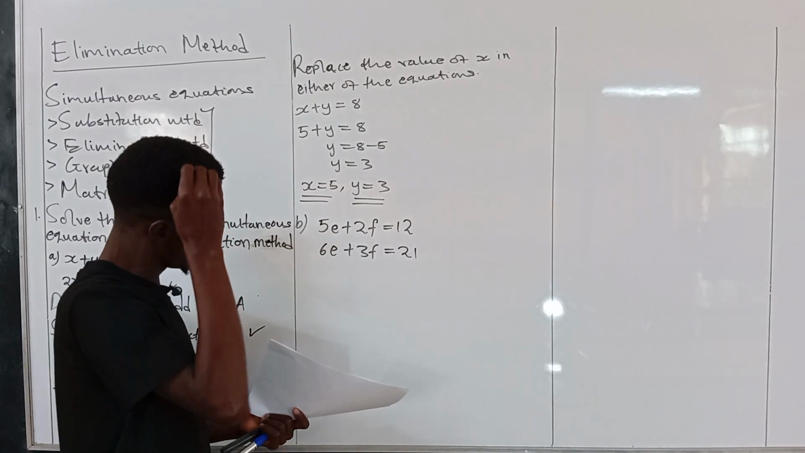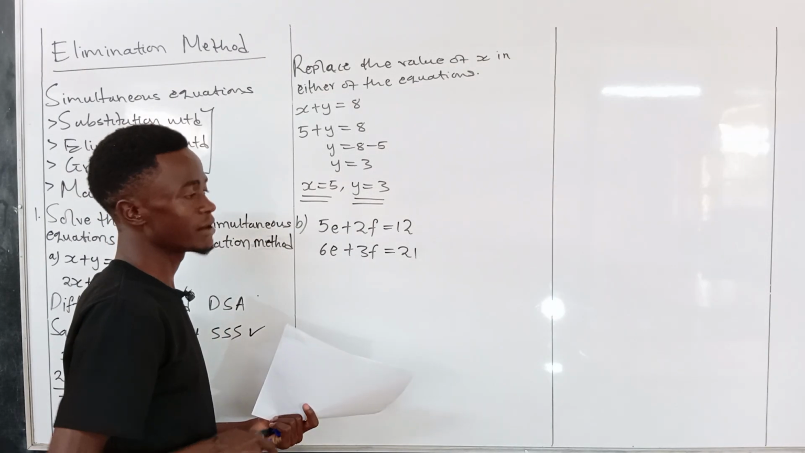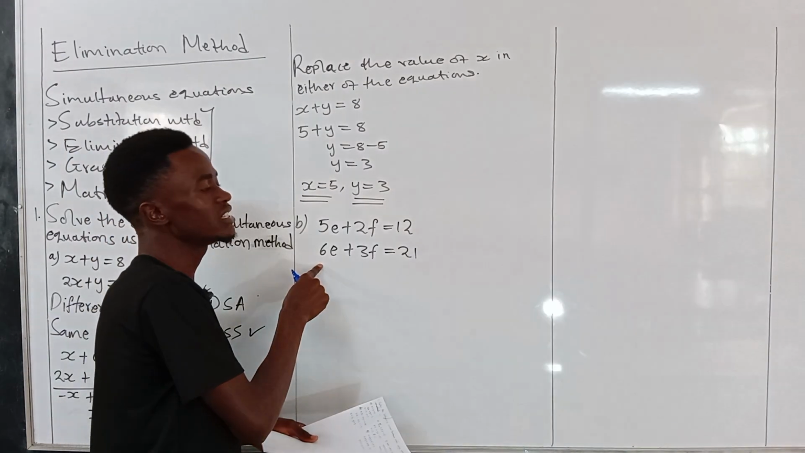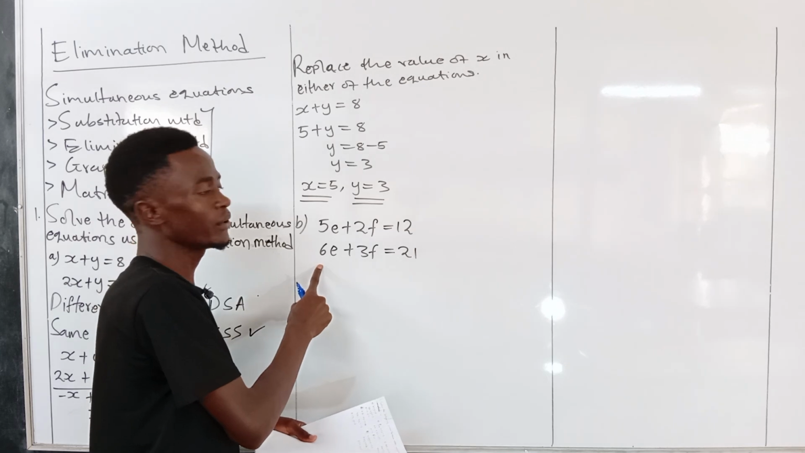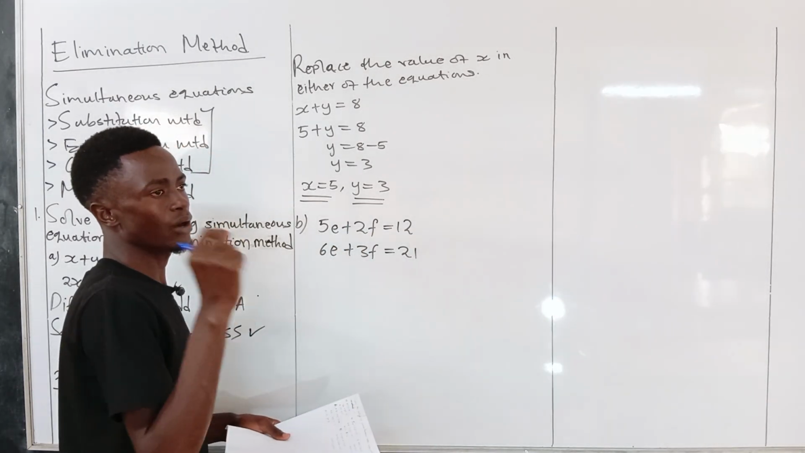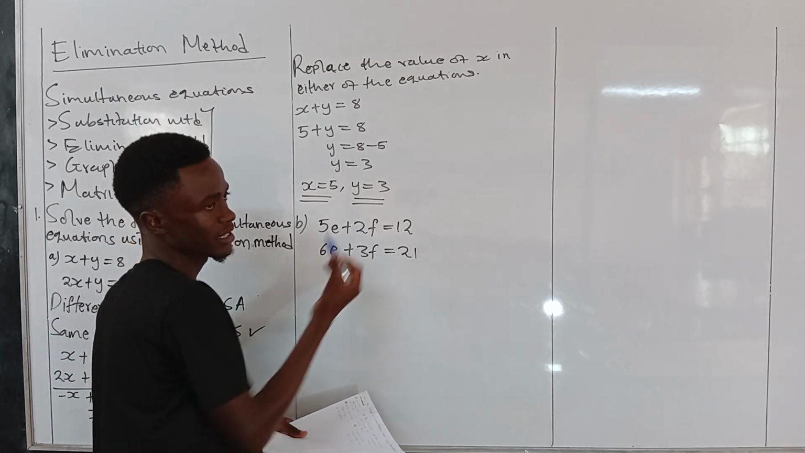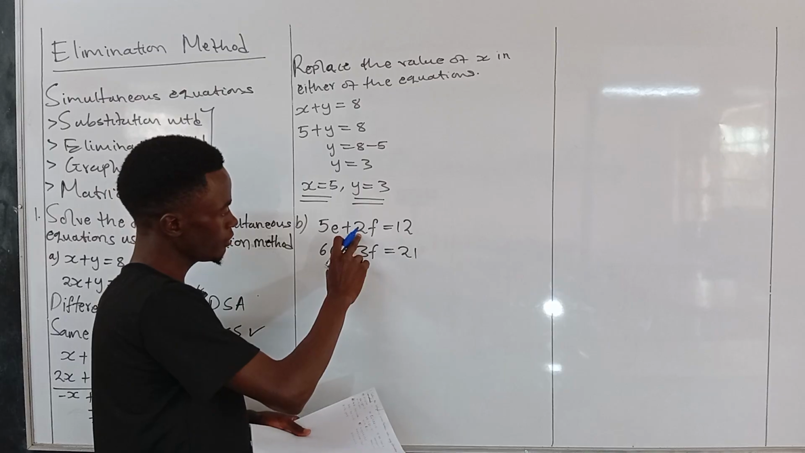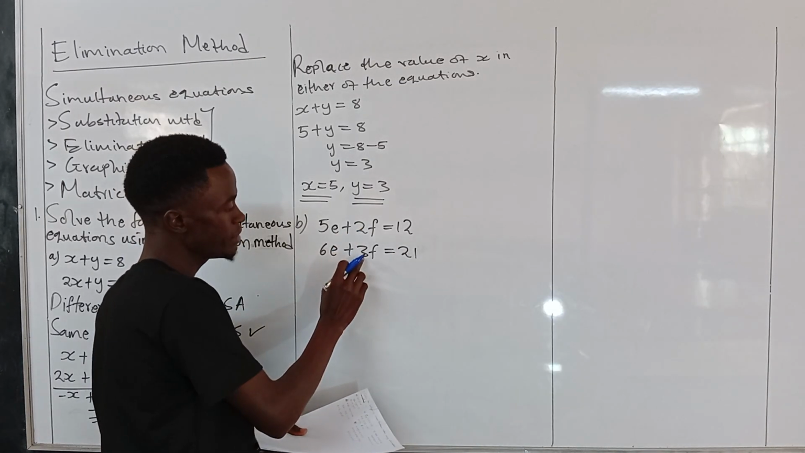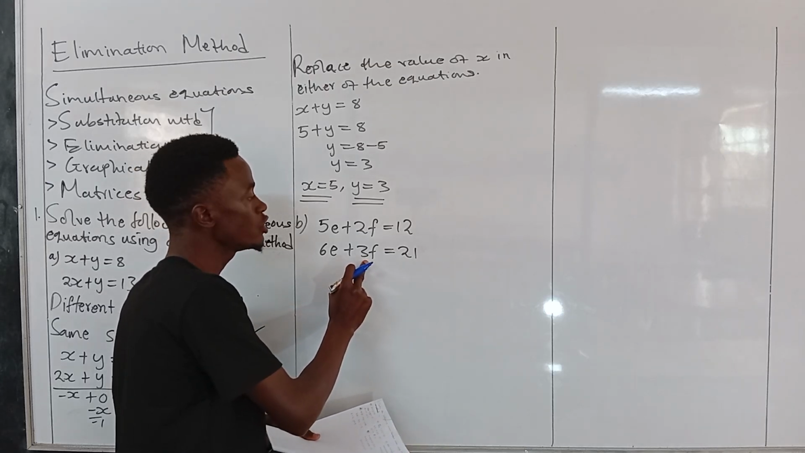So, after checking the sign and the numbers before the F, you are now going to choose and restructure the terms in each and every equation in a way that you are going to have the same value at the letter which you are going to eliminate. So the LCM of 2 and 3 here is 6. So how do we make our number 2 to be 6? We are going to multiply it by 3. How do we make our number 3 to be 6? We are going to multiply it by 2.